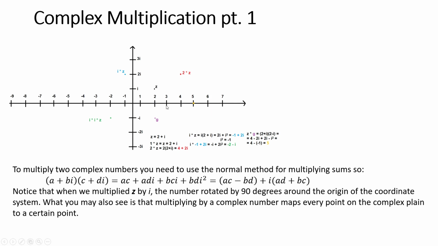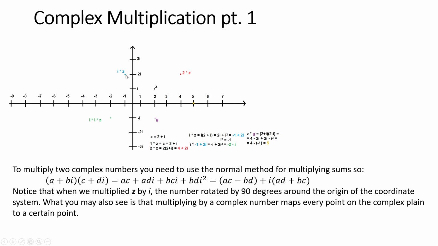i times z is interesting, because, as you may see here, algebraically it makes -1 plus 2i, which is basically rotating the number z 90 degrees around the origin of the complex plane. And multiplying the number z times its conjugate gives you the number 5, because the imaginary parts cancel out. Multiplying two complex numbers is basically like multiplying two sums. You multiply every part of the parentheses with every other part.